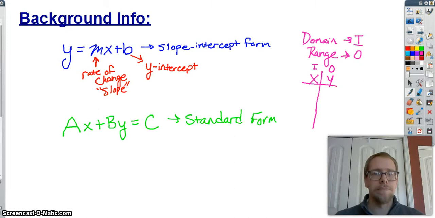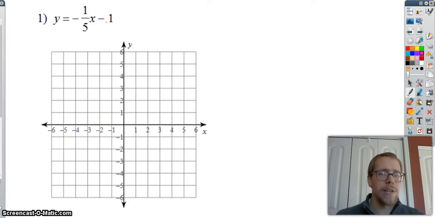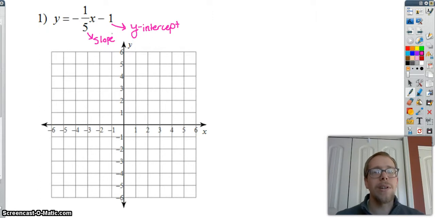So let's take a look here at one. Here's one written in that slope-intercept form, y equals mx plus b. Y equals negative 1/5 x minus 1 here. Well, here's your slope, or rate of change, and this negative 1, that's going to be our y-intercept. So that kind of helps us visualize what this will look like.